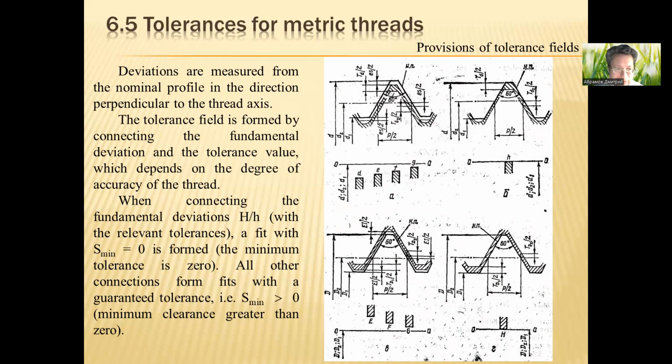With the relevant tolerances, a fit with S minimum, its minimum clearance, equal to 0, is formed. The minimum clearance is 0. All other connections form fits with a guaranteed clearance. S minimum is bigger than 0. Minimum clearance greater than 0.